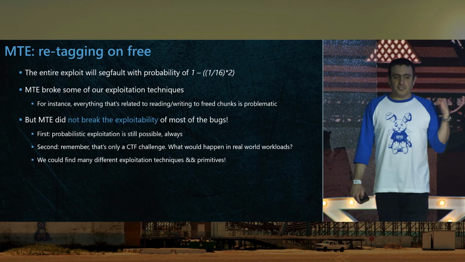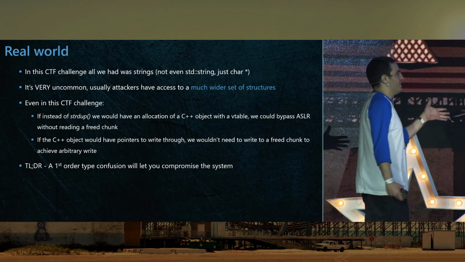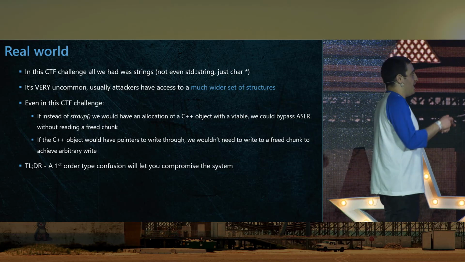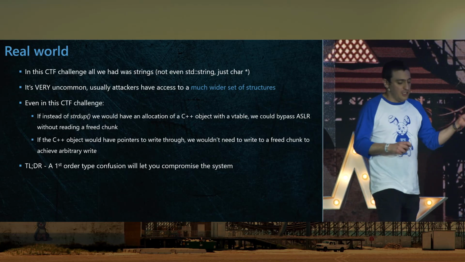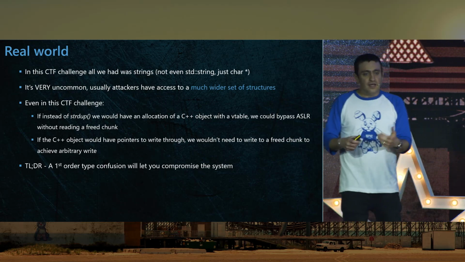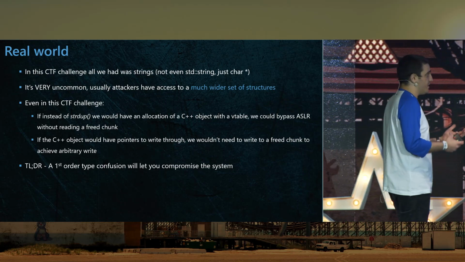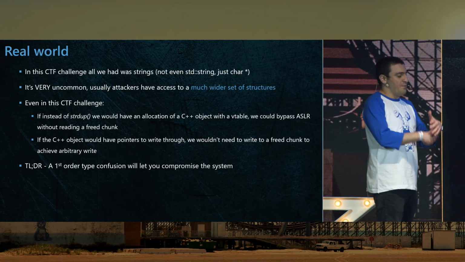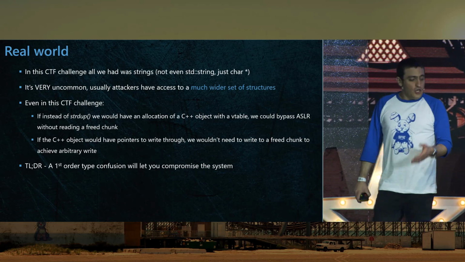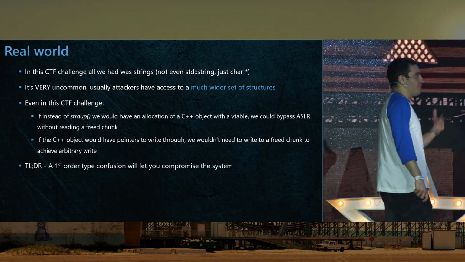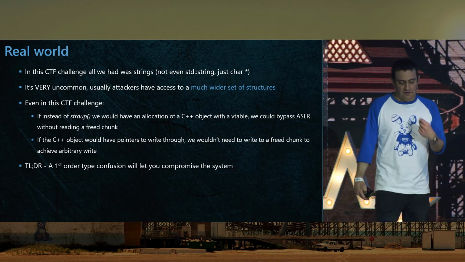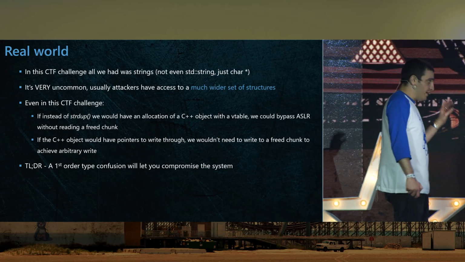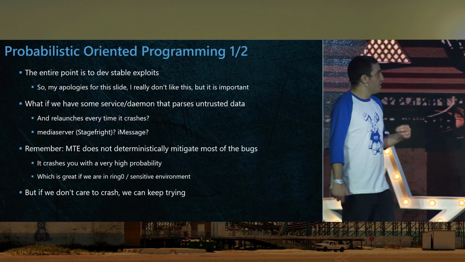And second of all, this was just a CTF challenge. I only had strings here, and it's not even std::string, it's just a buffer of bytes. But if instead of adding a new string with strdup, I would actually allocate a C++ object with a vtable, I could leak libc and I could bypass ASLR without the need to dereference a free chunk. Same goes for arbitrary write. If you have many structures, as you do in real life, you could gain arbitrary write through these pointers, and you don't need to actually dereference free chunks. So this is why I believe that in real-life scenarios, first-order type confusions will compromise your system.